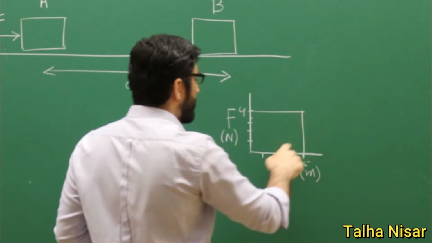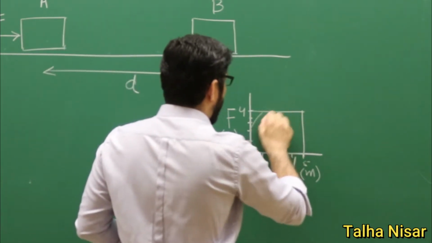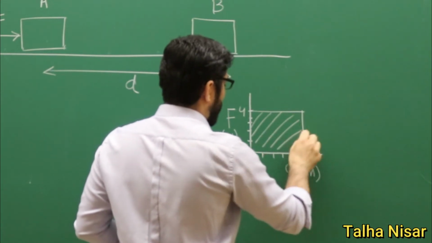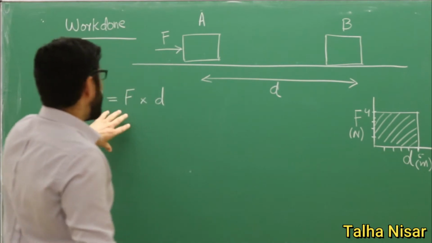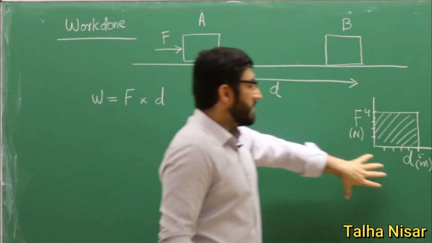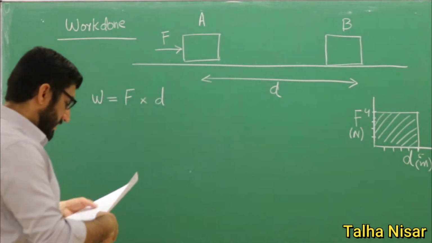So the area under this curve is the work done. This area is the work done. This is the mathematical form, and this is how we define work done graphically.